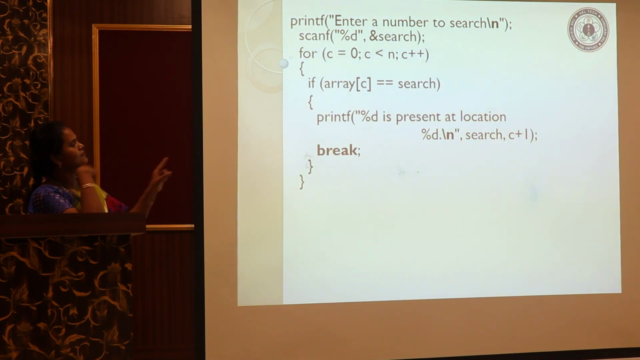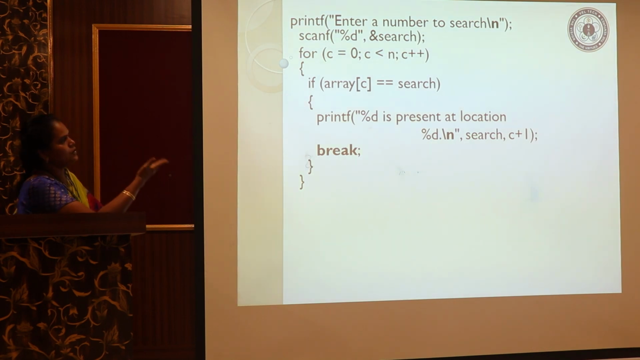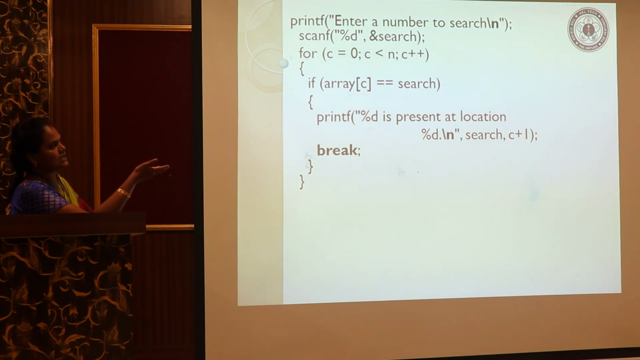So it will be better if you put C plus 1. Since if you have started the array with 1, you can straight away print the location as C. Since the array index starts with 0, we have put C plus 1. It displays the location where the search element has been matched.